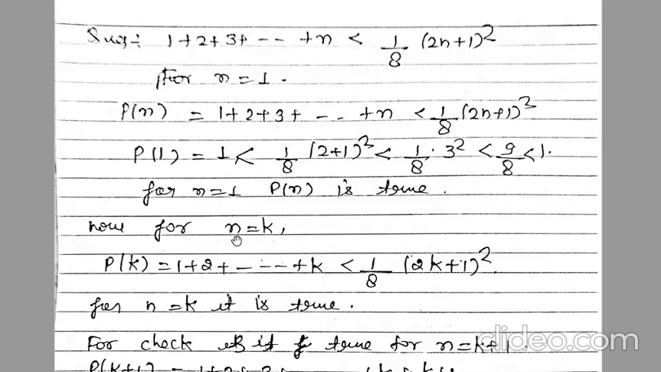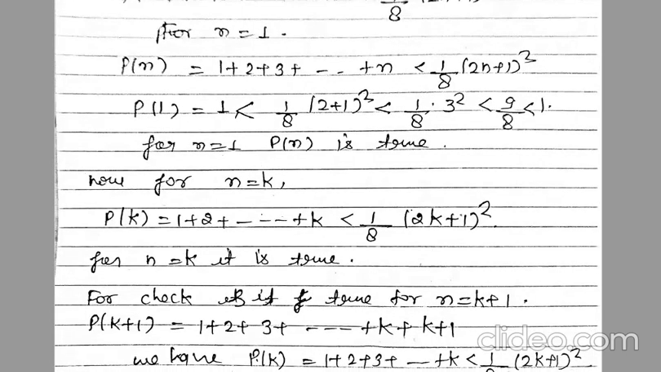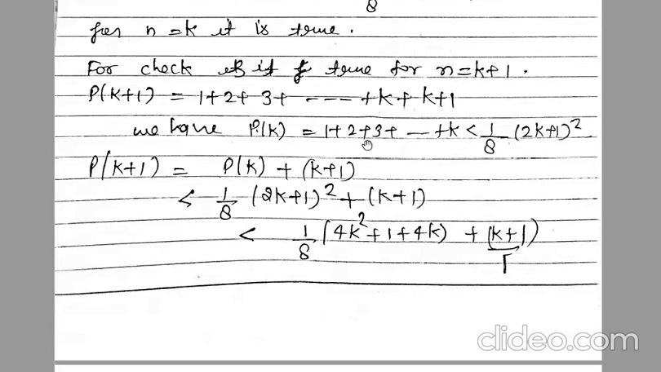Now Pk for n is equal to k, so Pk is 1 plus 2 plus and so on, k is less than 1 by 8, (2k plus 1) whole square. Now we need to calculate for n is equal to k plus 1. So Pk plus 1, we have 1 plus 2 plus 3 plus k, then you will write k plus 1. So Pk plus 1 is equal to this. Now this value is Pk plus 2k plus 1. So you can write it as 1 by 8, (2k plus 1) whole square plus k plus 1 is less than.